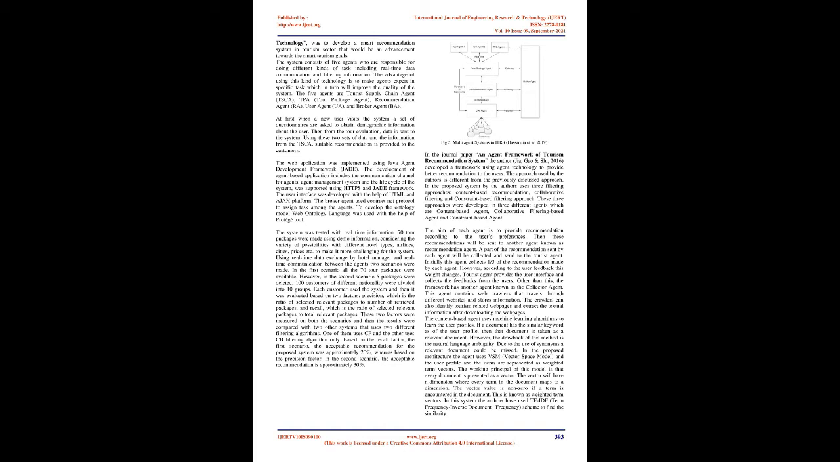The 5 agents are Tourist Supply Chain Agent, TSCA, Tour Package Agent, TPA, Recommendation Agent, RA, User Agent, UA, and Broker Agent, BA. At first, when a new user visits the system, a set of questionnaires are asked to obtain demographic information about the user. Then from the tour evaluation, data is sent to the system. Using these 2 sets of data and the information from the TSCA, suitable recommendation is provided to the customers.